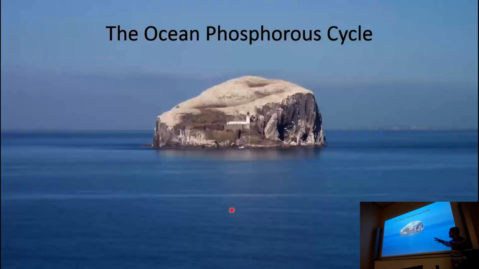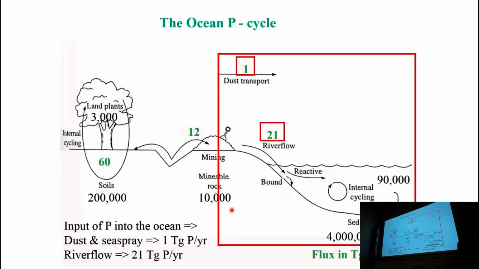Okay, so we're going to move off into the ocean phosphorus cycle. So this is the ocean. That's Bass Rock near North Berwick, and you'll see why Bass Rock is important later on. So we've got this flow of phosphorus from rivers into the ocean. We also have some atmospheric dust.